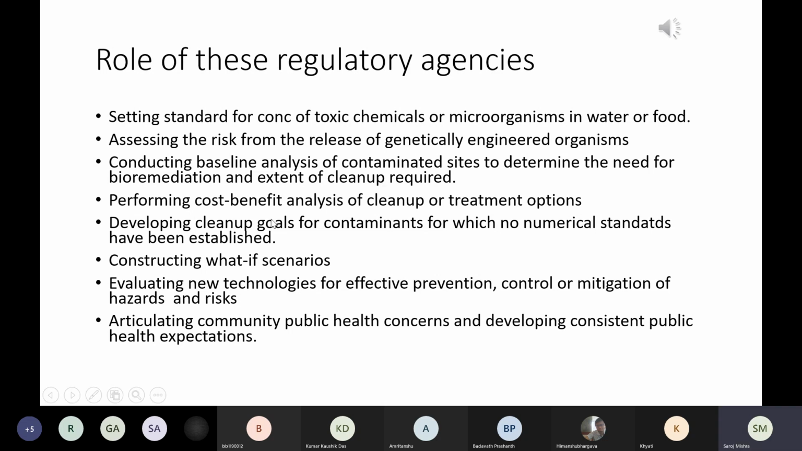They also perform a cost benefit analysis. They develop a cleanup goal. They construct a what-if scenario: if this happens, then what are we going to do? So regulatory agencies are going to set that up. They evaluate new technologies for prevention and control of hazards and risk, and articulate community public health, etc.